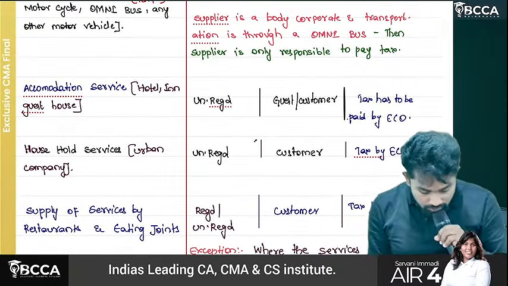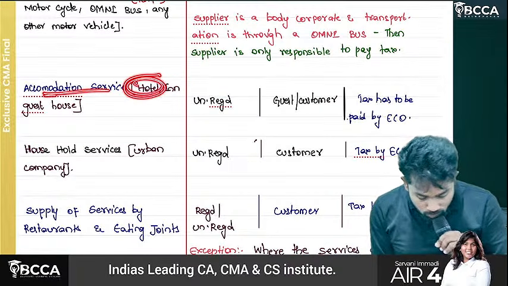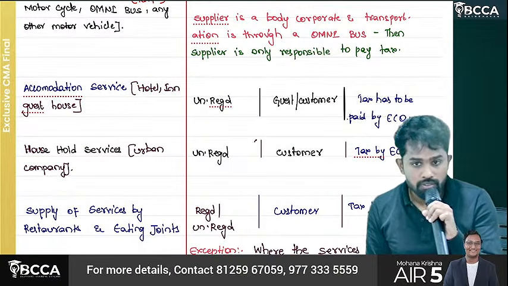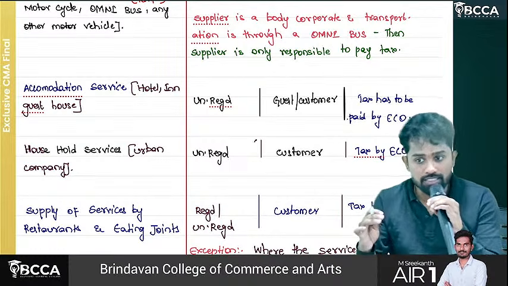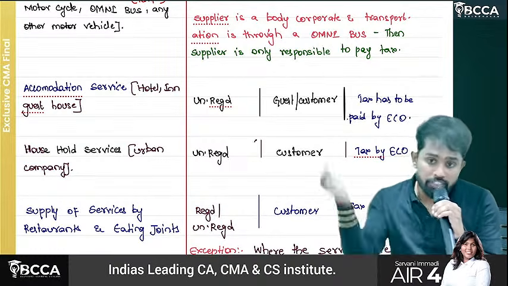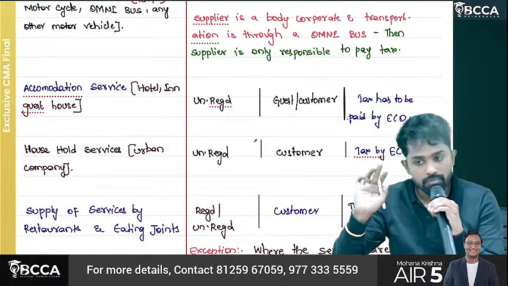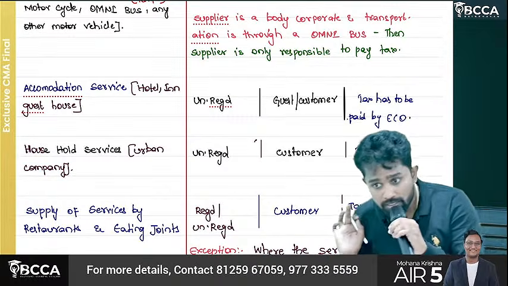Right. Then accommodation services like hotel, inn, guest house. When the hotel guy is unregistered, then ECO will pay tax. When the hotel guy is registered, that hotel person only will have to pay the tax.